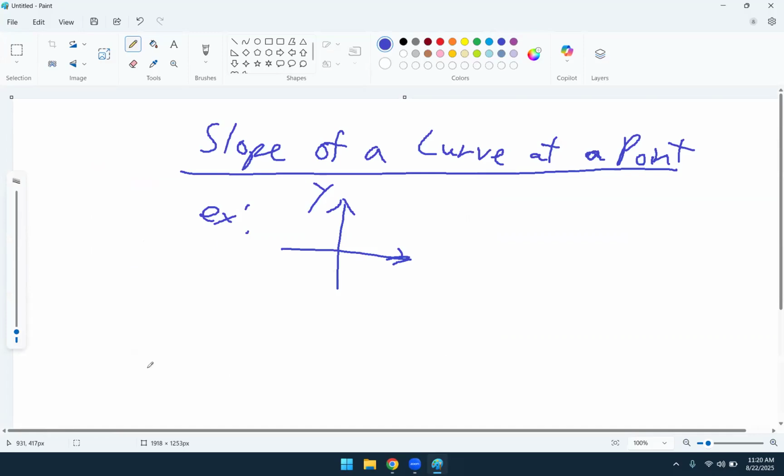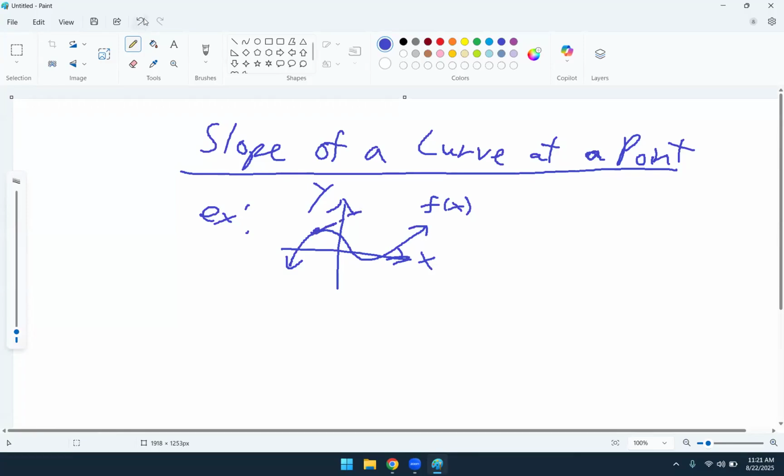And we want to find out, suppose at this point right here on the function f of x, what is the slope of that curve at this particular point? The way we can find that is we look at the slope of a tangent line at that point. A tangent line is a line that touches the function graph at that particular point, but it extends out.